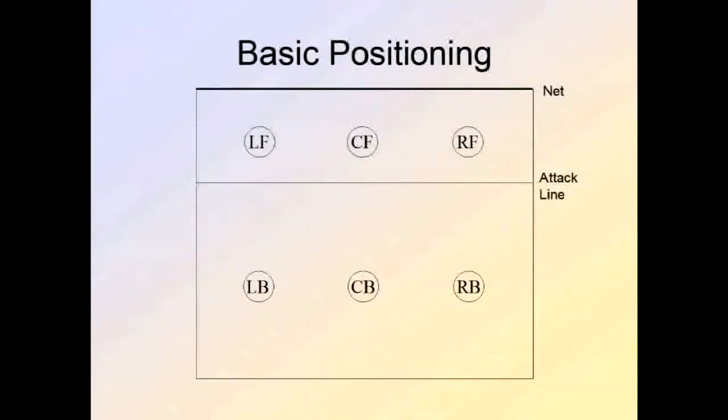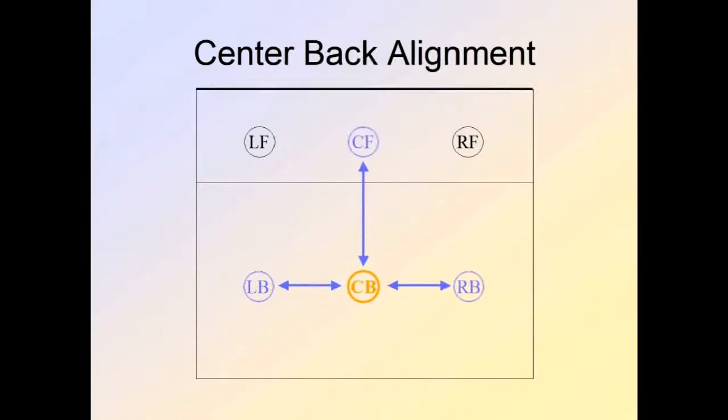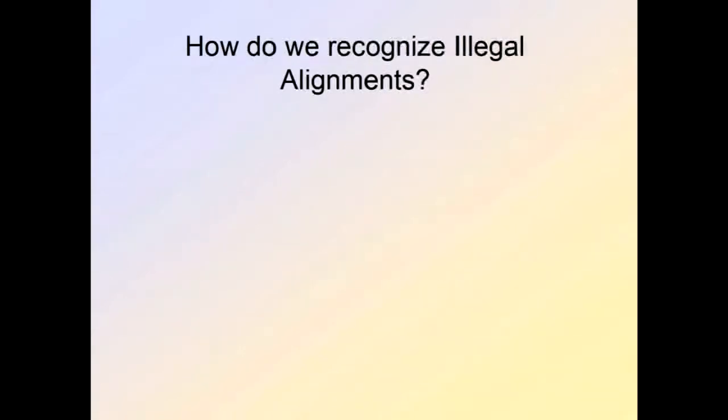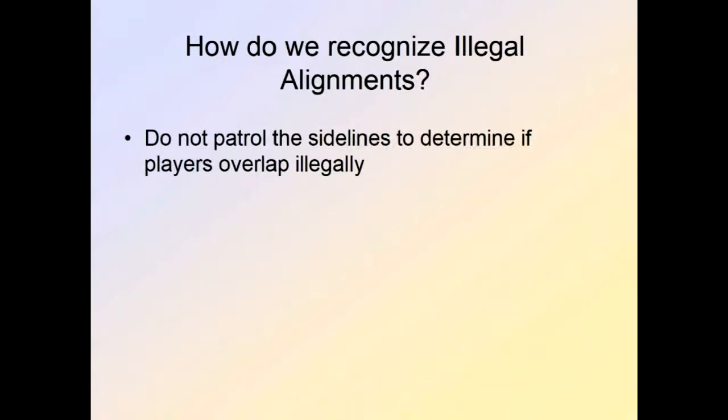Now that we understand what basic positioning is with the front row players and the back row players, and we have identified who the adjacent players are, we can now look at how we recognize the illegal alignments and what we can do about them. In this case, as an R2, do not patrol the sidelines to determine if the players are overlapping illegally. Just because a player is leaning forward, we want to make sure that we judge their foot position, not the lean of their body. Use your normal position as an R2.